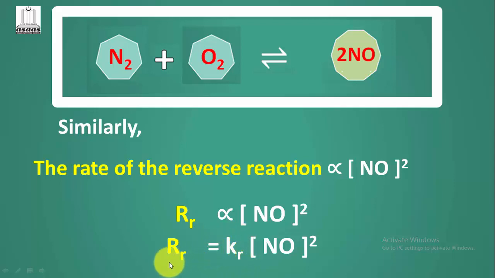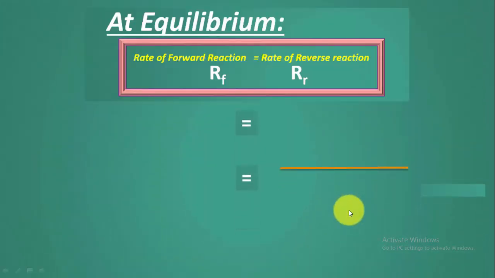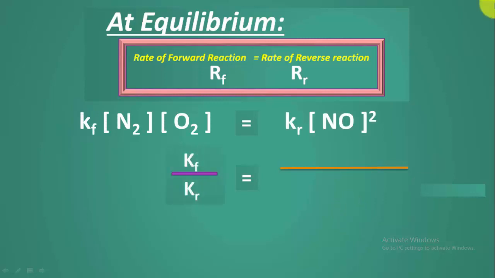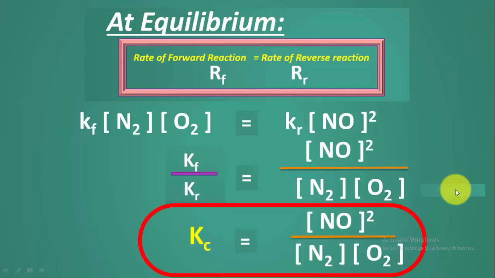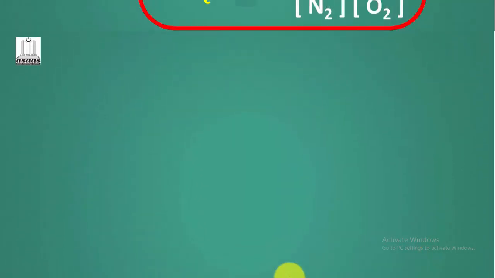At equilibrium, the rate of forward reaction becomes equal to the rate of reverse reaction. So putting the values of Rf and Rr in the equation, we get the value of Kc, which is the ratio of the rate constants Kf over Kr, and that is equal to NO raised to the power 2, that is the product, over N2 and O2, which are the reactants. Dear students, we now derive the expression for equilibrium constant for another example.